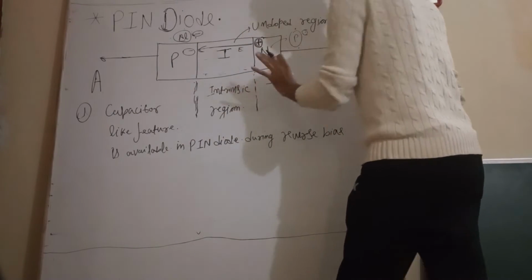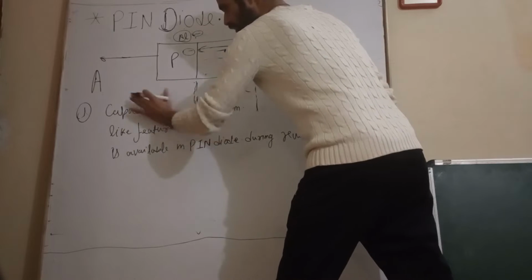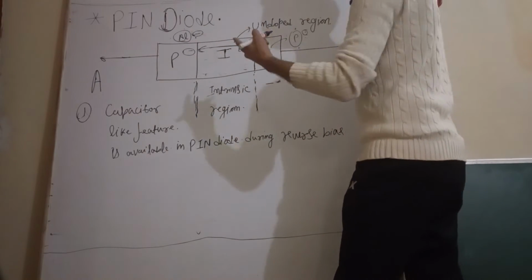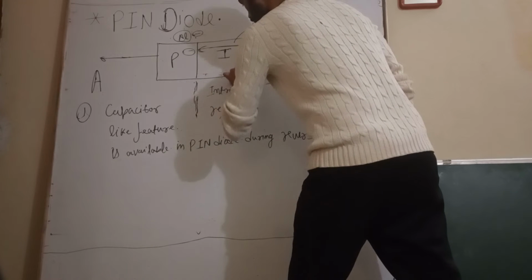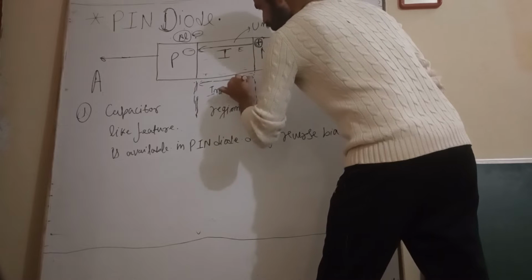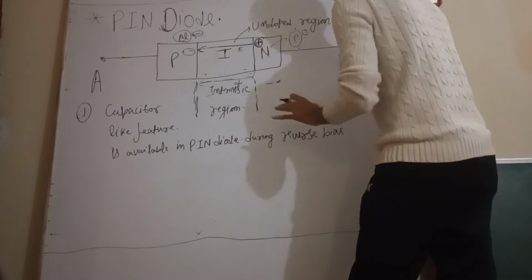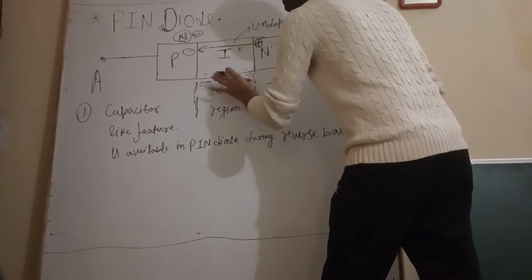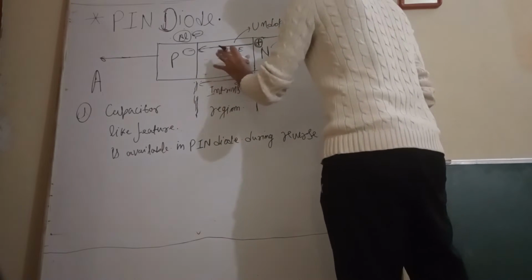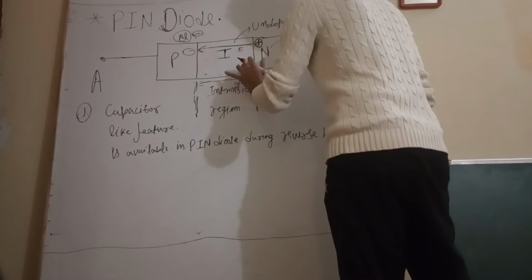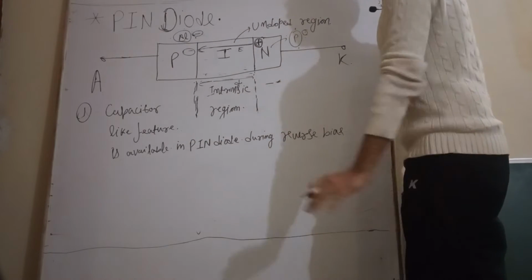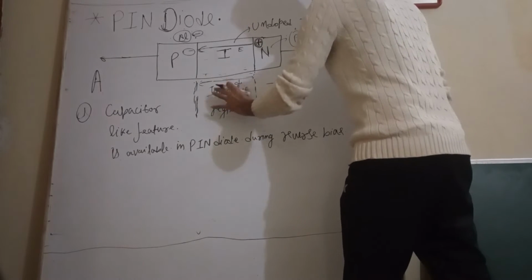So in reverse bias of this PIN diode, as we increase the reverse bias voltage, this distance will increase between p and n. This distance of the intrinsic region will increase until all the charge carriers get swept out from this intrinsic region completely.